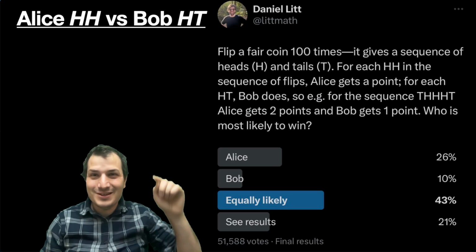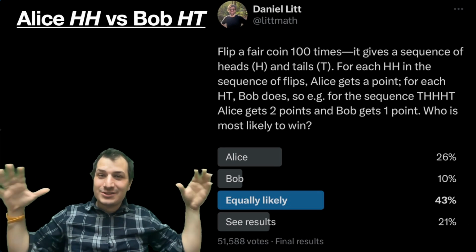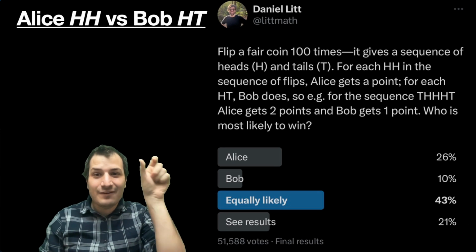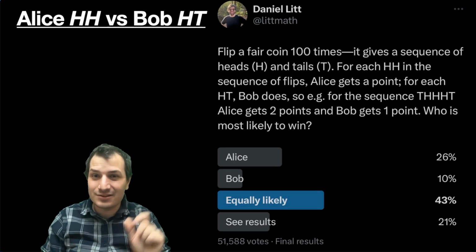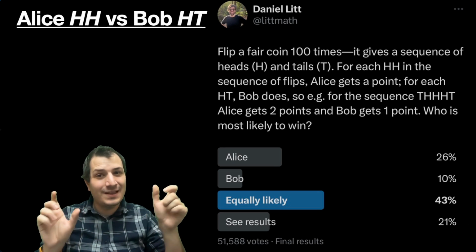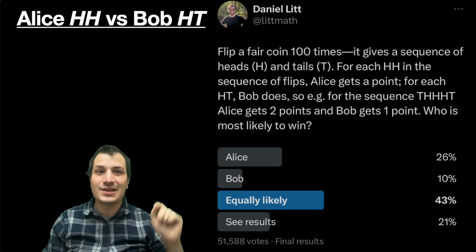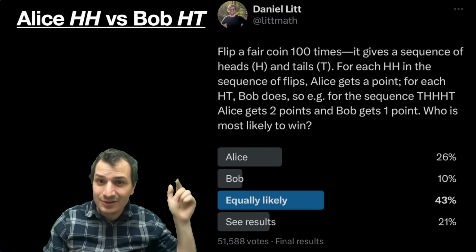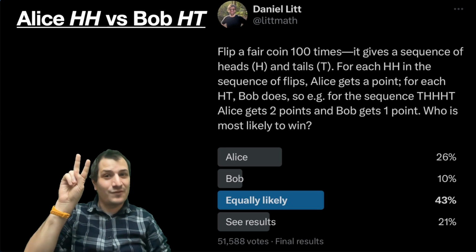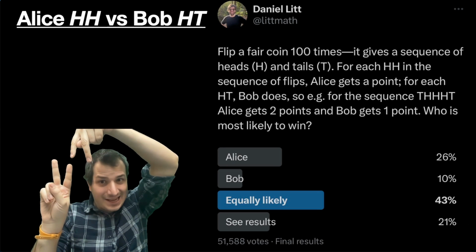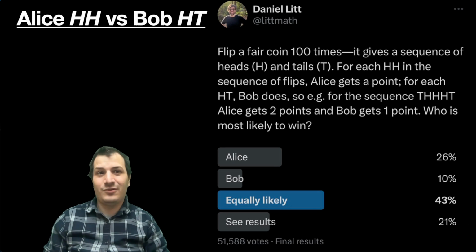So here's the infamous Alice heads versus Bob heads tails problem. We flip a fair coin 100 times to get a sequence of heads and tails. Every time we see heads in that sequence, Alice gets a point, and every time we see heads tails in that sequence, Bob gets a point. The thing that's a little weird is when a lot of heads overlap, Alice can score a lot of points. For example, in the sequence tails, heads, heads, heads, tails, there are 3 heads in a row, and Alice scores 2 points there because there's the first heads, and then there's a second heads, and they overlap. So Alice gets 2 points here, Bob only gets 1 point for that final heads, tails.